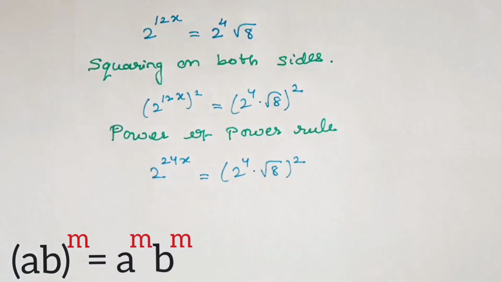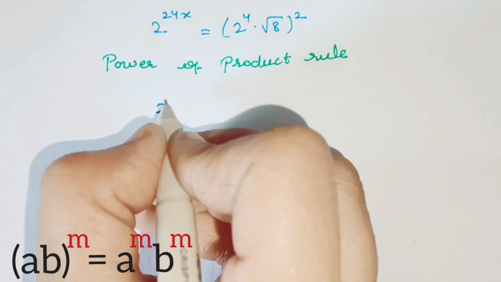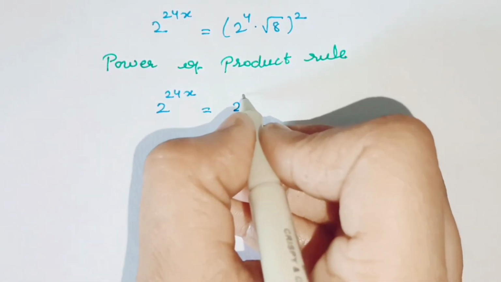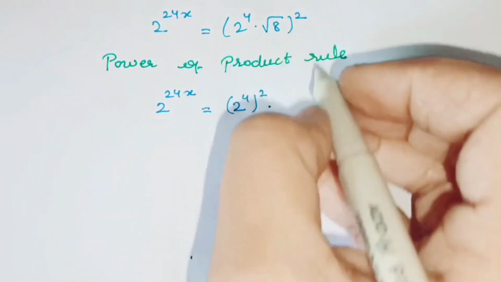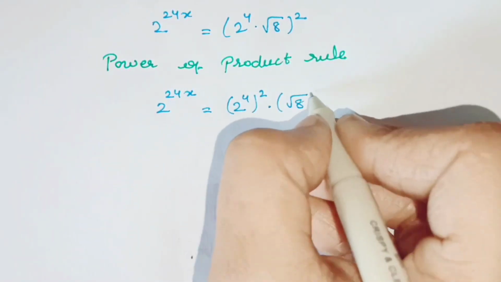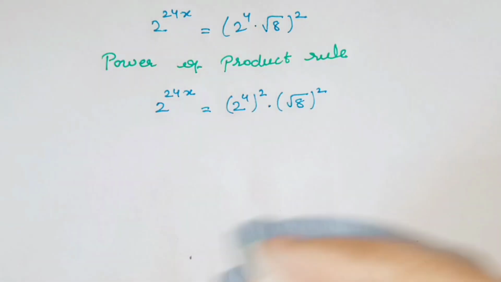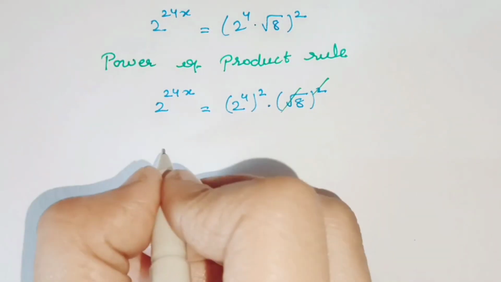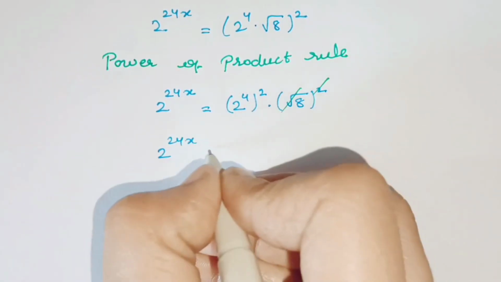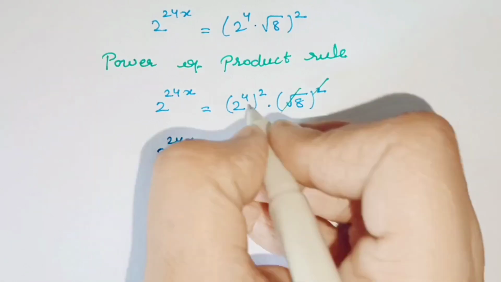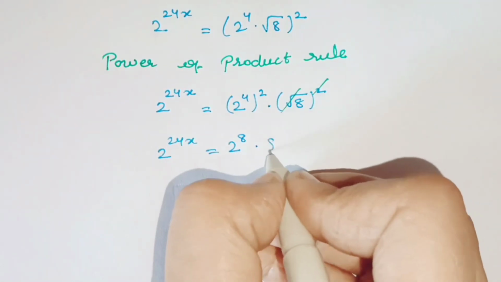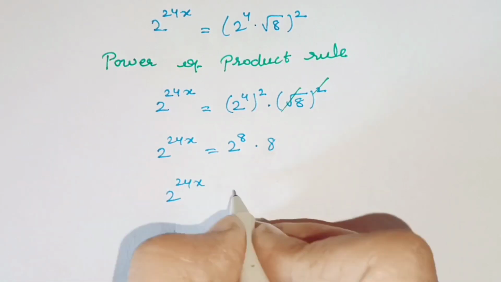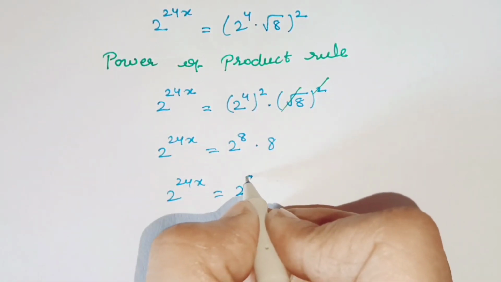Here are two numbers in multiplication, so we apply the power of product rule. Therefore the equation will be 2 raised to 24x is equal to 2 raised to 4 whole square into root 8 square. Again root and square gets cancelled. So remaining will be 2 raised to 24x is equal to 2 raised to 8 into 8. And we know 8 is 2 cube. So it will be 2 raised to 8 into 2 cube.